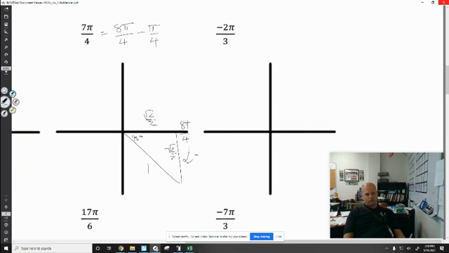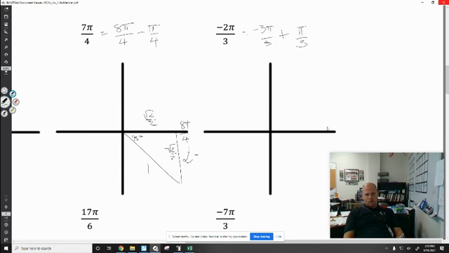Negative 2 pi over 3. Ready? This is negative 3 pi over 3 plus a pi over 3, right? Or you can just do negative 1, negative 2 pi over 3. 120, like 260s. It's easy.